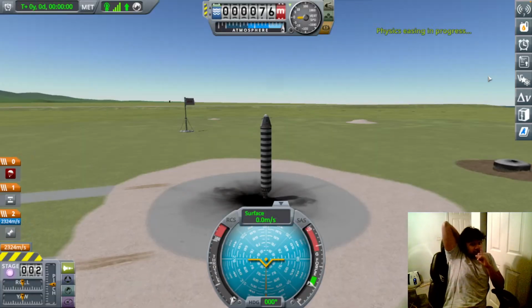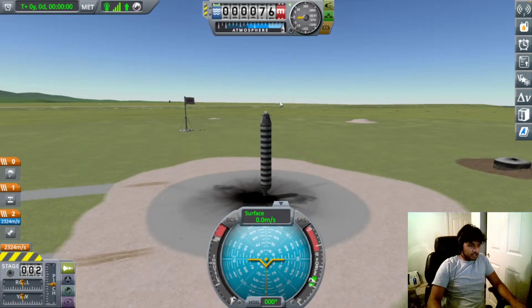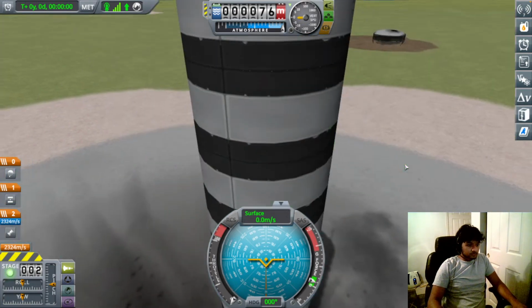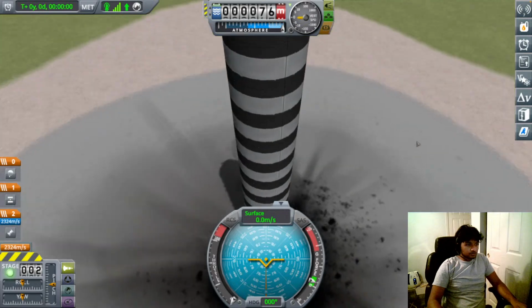Decouplers, so just gonna launch it, get some data, get some science. Hopefully we will recover Jebediah, though, so that is always the priority. Oops. Okay.